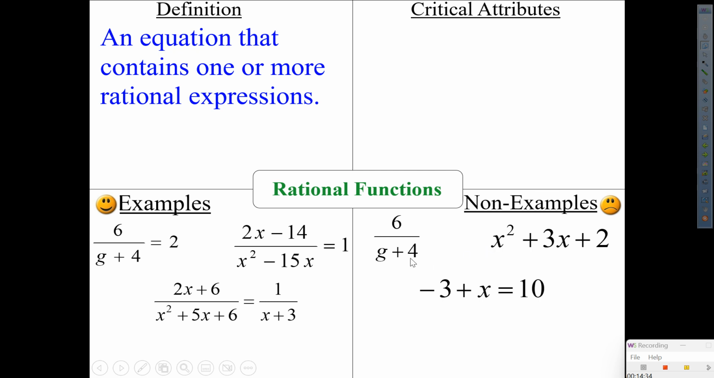Yeah, these two don't have equal signs, so they're not equations. How about this last one? It doesn't have a fraction, yes. So therefore, hashtag equation, it has to be an equation, and hashtag at least one fraction or one rational expression.